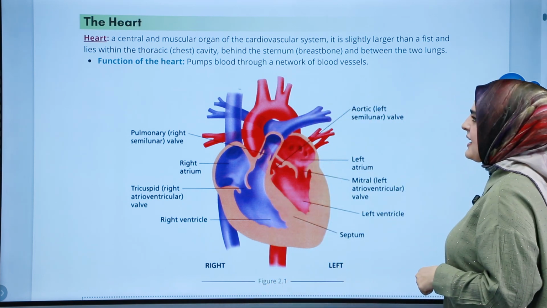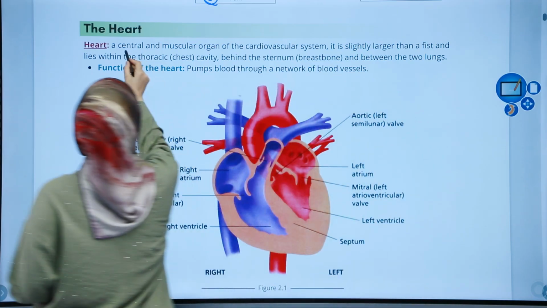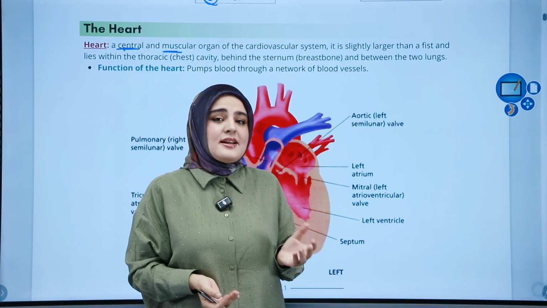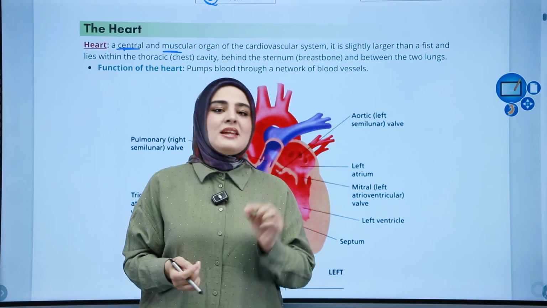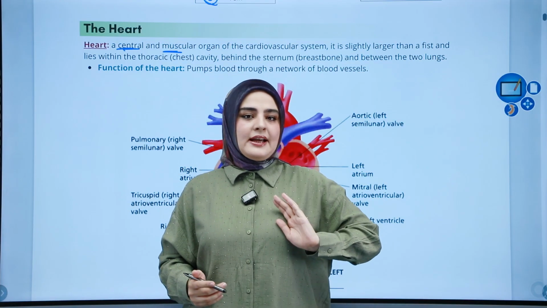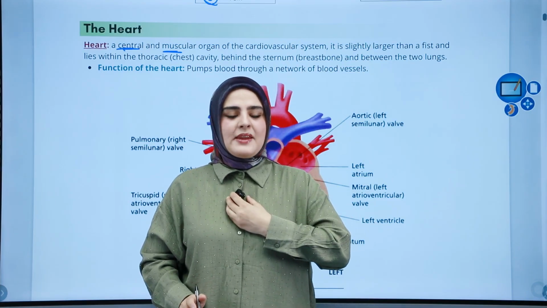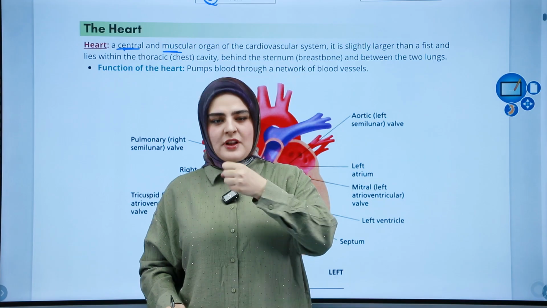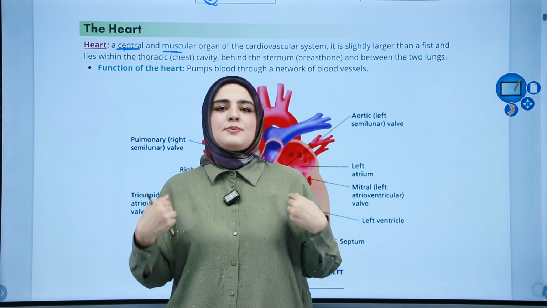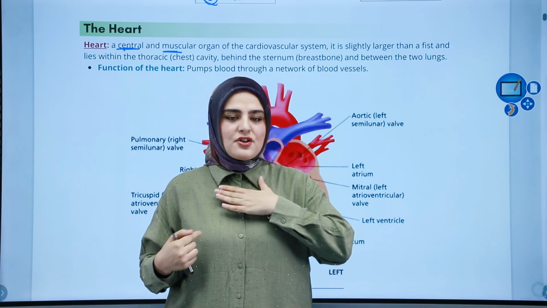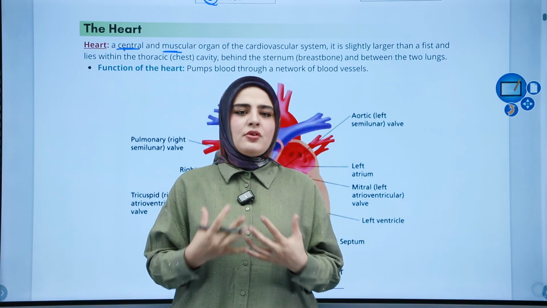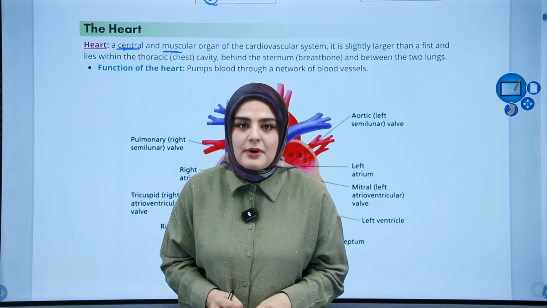Let's see what the heart is exactly. So the heart is a central and muscular organ. Of course it's muscular. We learned in the muscles that there is a special type of muscle named after the heart, which is called cardiac muscle. So it's not on the left side, but rather in the middle here. And it is a bit bigger than the fist of your hand. It's between the two lungs, behind the sternum, or the bone of the rib cage, in the thoracic cavity.